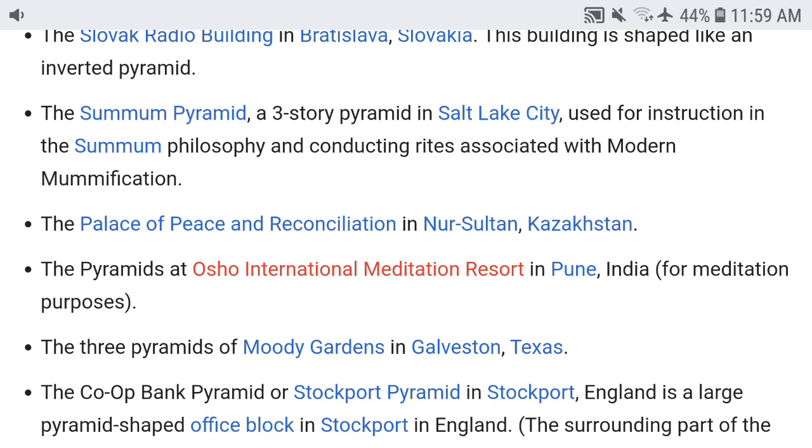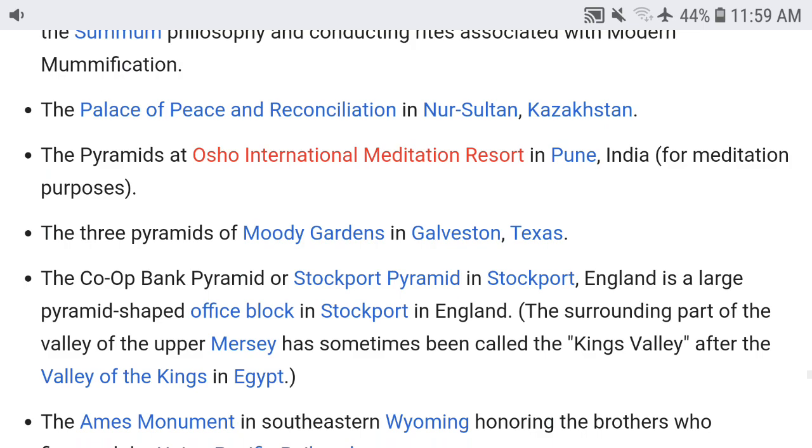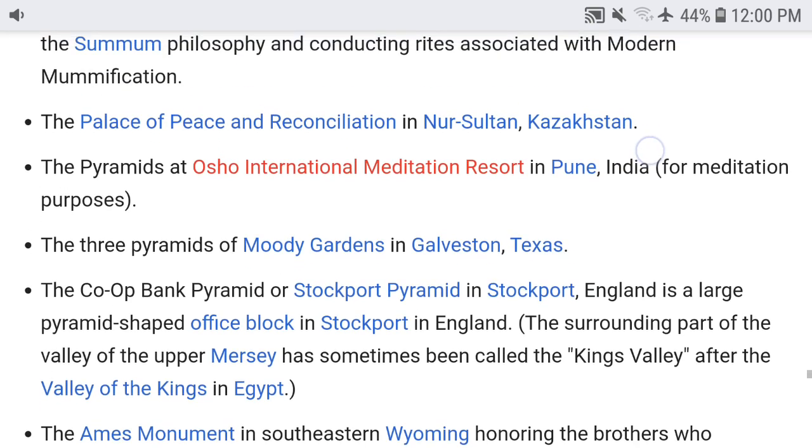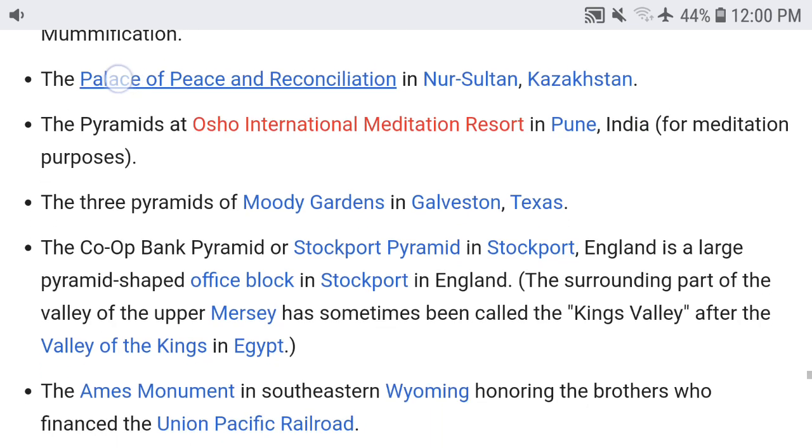The Summum Pyramid, Salt Lake City. Okay, Salt Lake City. I think that's also from U.S. as well. I might be wrong, but yeah. The Palace of Peace, Kazakhstan. Okay, that's Asian, I think, right? Actually, I don't know. Maybe that's Africa as well. I'm not sure. But no, Kazakhstan is actually Asian still, like North Asia, I think, or Eastern Europe. But this one is close to Russia.